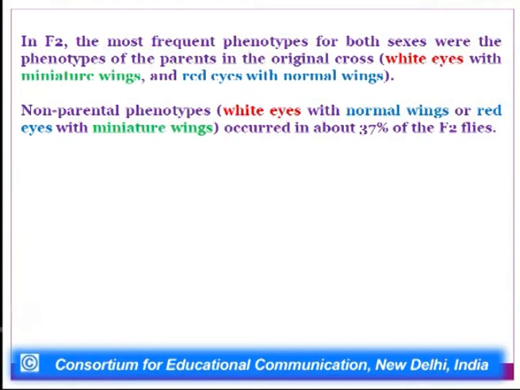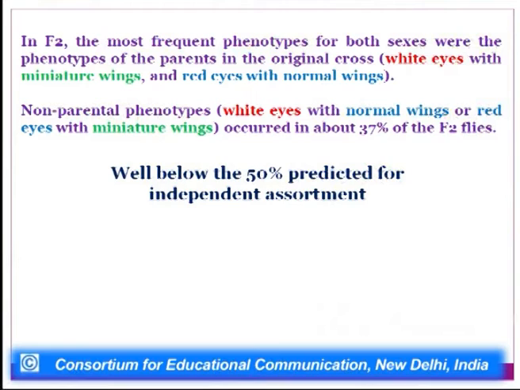In F2, the most frequent phenotypes for both sexes were the phenotypes of the parents in the original cross, which were white eyes with miniature wings in the males, and red eyes with normal wings in the females. The non-parental phenotypes, which we are referring to as recombinant phenotypes, white eyes with normal wings or red eyes with miniature wings, occurred in about 37% of the F2 flies, which is well below the 50% predicted for independent assortment. So it was clear evidence that independent assortment is not taking place in this particular example.